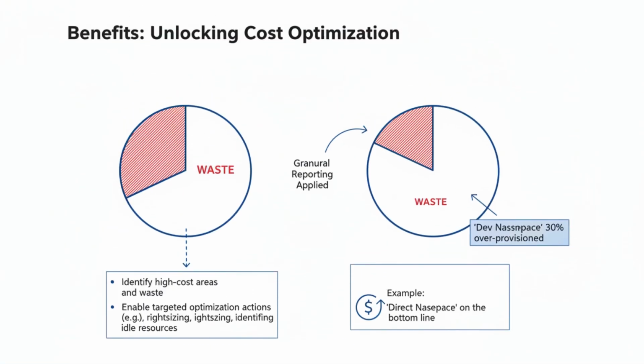With granular reporting in place, organizations gain powerful insights for cost optimization. By knowing exactly which namespaces, teams, or applications consume the most resources, it becomes straightforward to identify areas of waste. This enables targeted actions, such as right-sizing instances, optimizing storage, or identifying idle resources. For example, if a dev namespace is found to be 30% over-provisioned, the team can scale it down, leading to significant savings. Granular data transforms vague cost-cutting mandates into precise, actionable steps, directly impacting the bottom line.